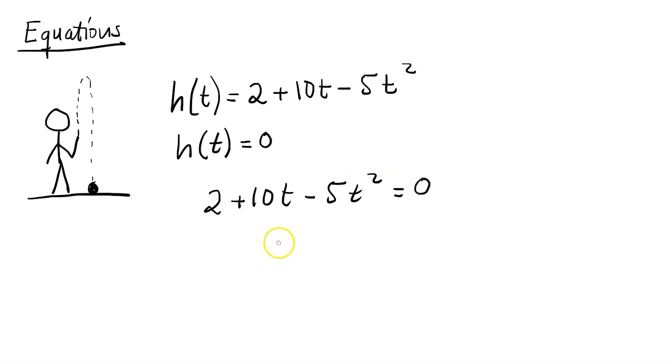So to find out when the ball hits the ground, we need to solve this equation, meaning that we want to find a time t that makes this true. We say it solves the equation. We want to find a time that solves the equation. Okay, so that's what we're going to study now.